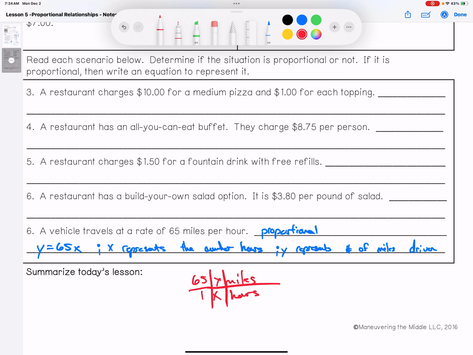All right, you and your partner do 3, 4, 5, and 6. Pausing now. All right, welcome back.